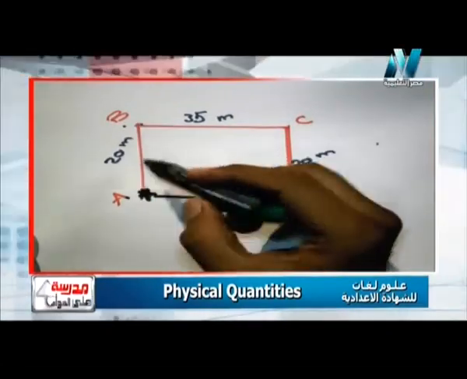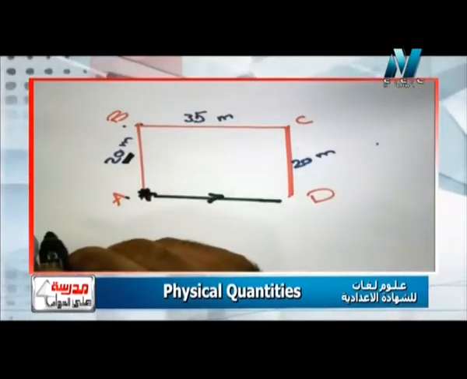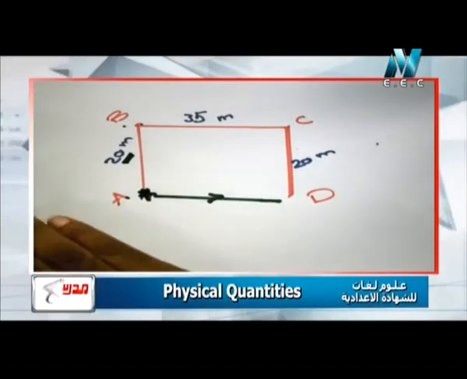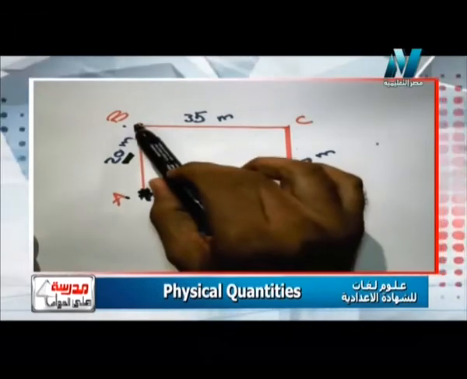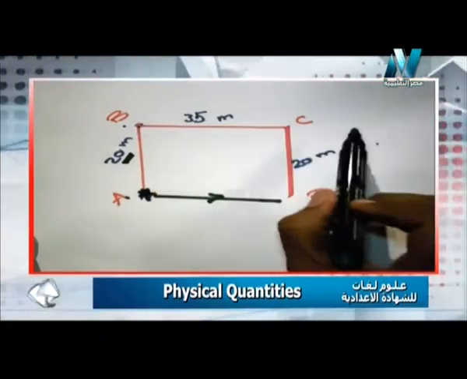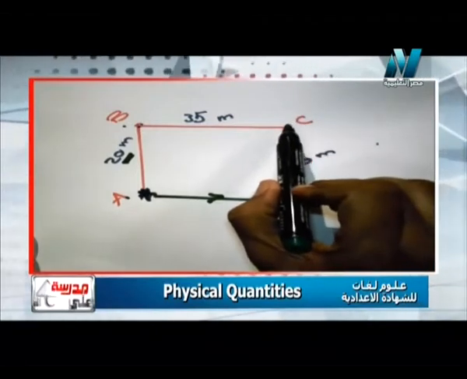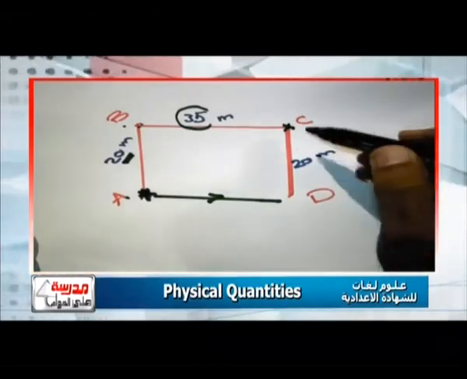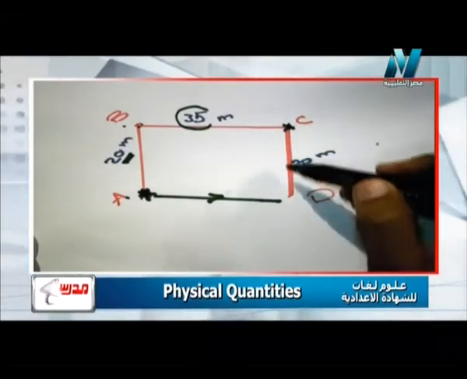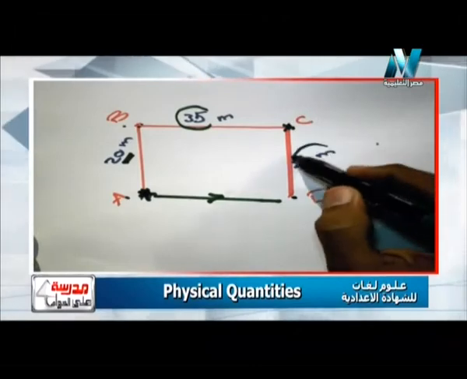It covers 20 meters. Here we will neglect time. And from B in the direction of west to point C, it covers 35 meters. And then from north to south, it covers 20 meters.